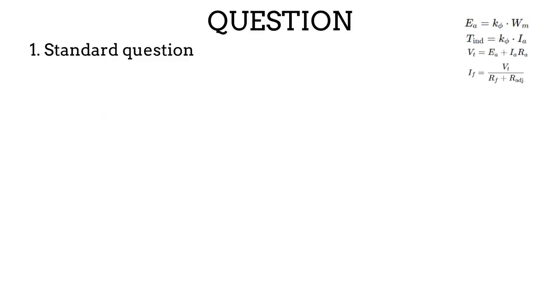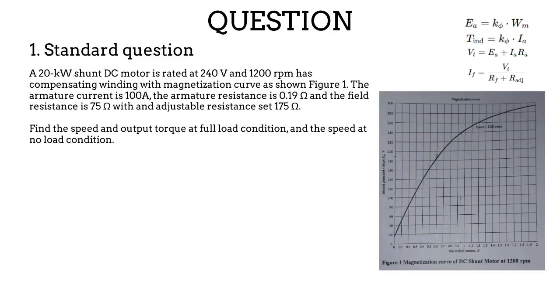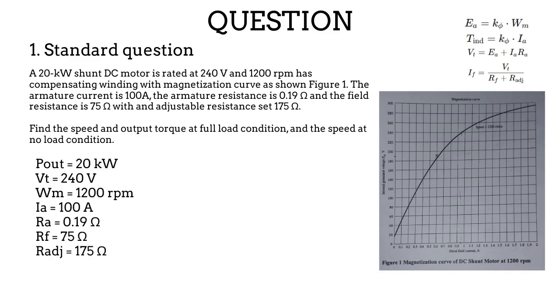Now moving on to the question, this is a standard form of question. In this question, a table or a graph will be given. It is used to find the new EA. From this question, the data given is this. This question asks to calculate the speed and torque during full load and speed during no load.